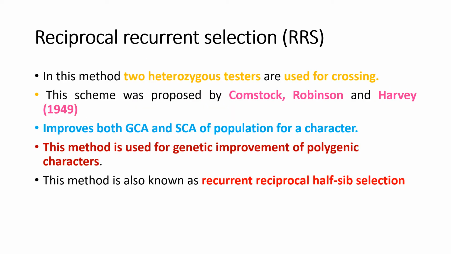Reciprocal recurrent selection, that is RRS. In this method, two heterozygous testers are used for crossing. This scheme was proposed by Comstock, Robinson and Harvey in 1949. It improves both general combining ability and specific combining ability of a population for a character. This method is used for genetic improvement of polygenic characters. It is also known as recurrent reciprocal half-sib selection.